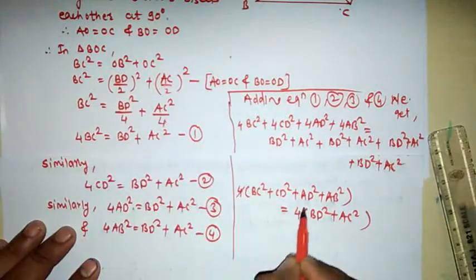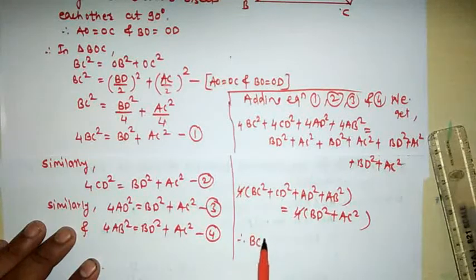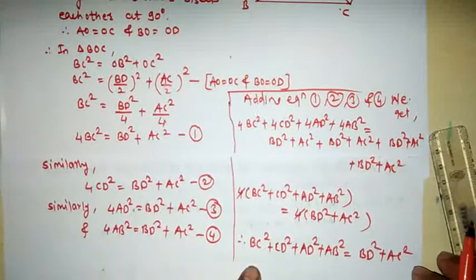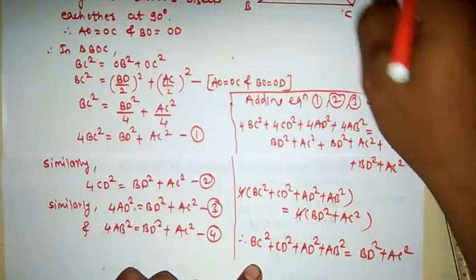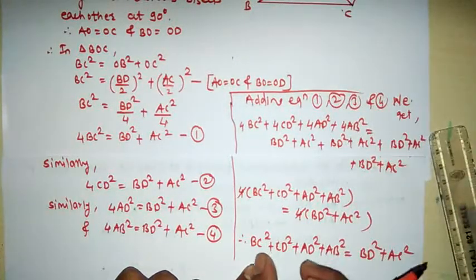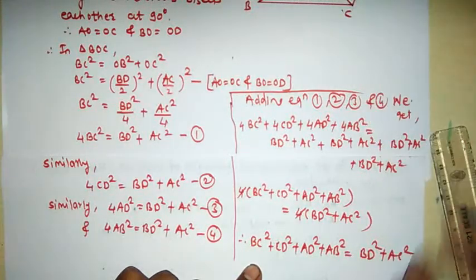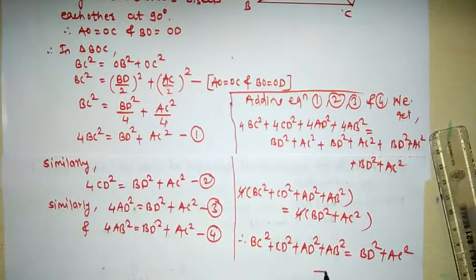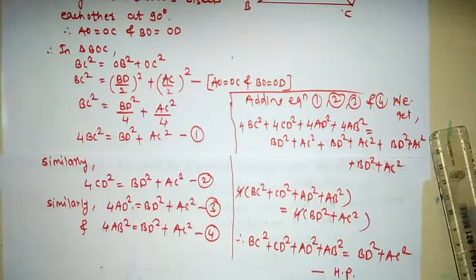Now this 4 and this 4 get cancelled. Therefore, we got BC square plus CD square plus AD square plus AB square is equal to BD square plus AC square. Observe this. Here BC is a side, CD is also a side, AD is also a side, and AB is also a side. We got the sum of the squares of all the sides is equal to BD square plus AC square, that is the sum of the diagonal squares. That is only what we want in the proof. Hence proved. Copy down this.